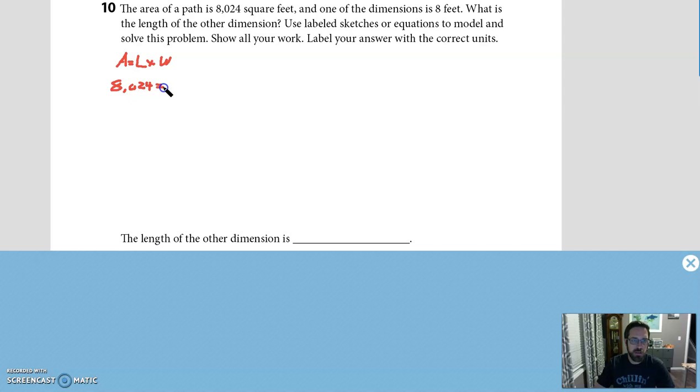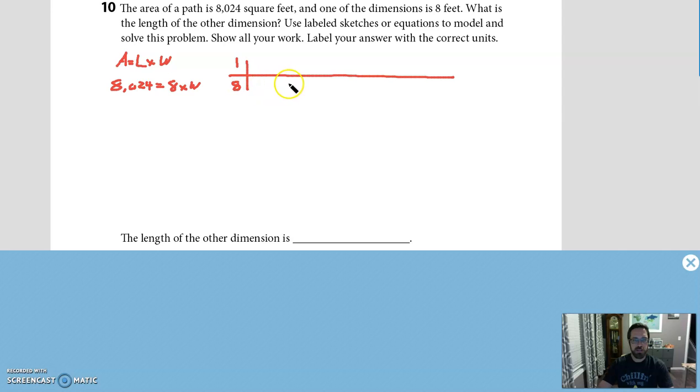Okay. And we know one dimension is 8 feet. Does it matter if it's the length or the width? No, not really. So we could do 8 times. So we're trying to find the missing dimension. So 8 times W equals what? So if we know the total area, this is going to be a division problem. So I'm going to start by setting up my ratio table, and I have to figure out how many groups of 8 it would take to make 8,024.